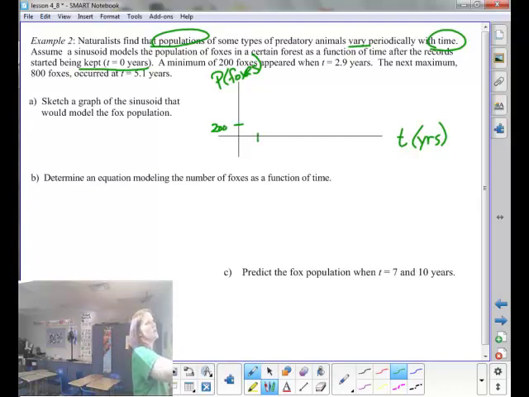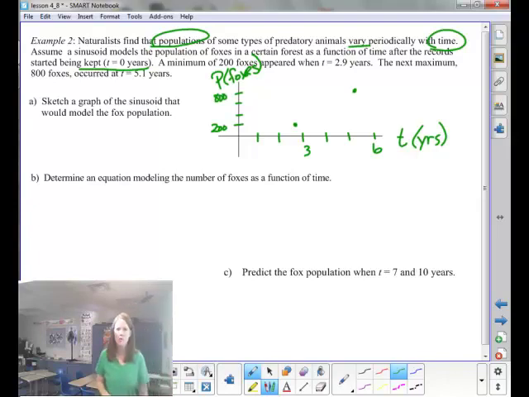Okay, so 1 year, 2 years, 3 years. Let's make some nice equal size tick marks here. 3 years, 6 years. Okay, at 2.9 years, there were 200 foxes. So right about there, a little bit before the 3. And if we keep going, the next maximum occurred a little bit after 5 years, 5.1 years. There were 800 foxes. So 200, 400, 600, we've got 800 foxes over here. And that's going to happen at 5.1.